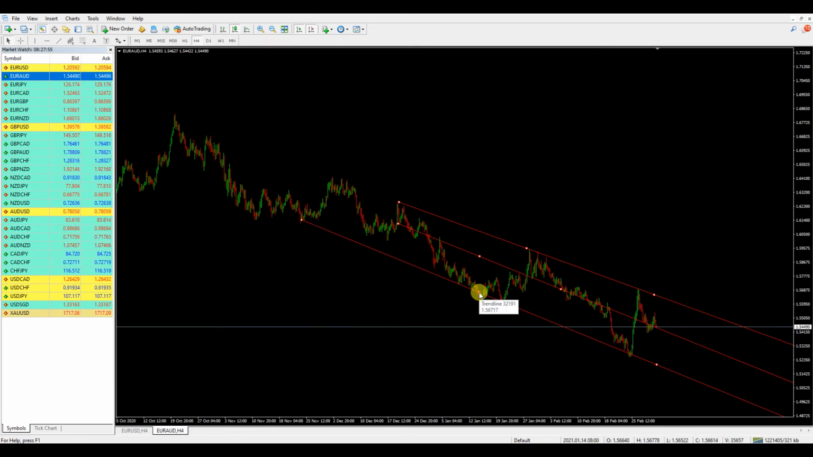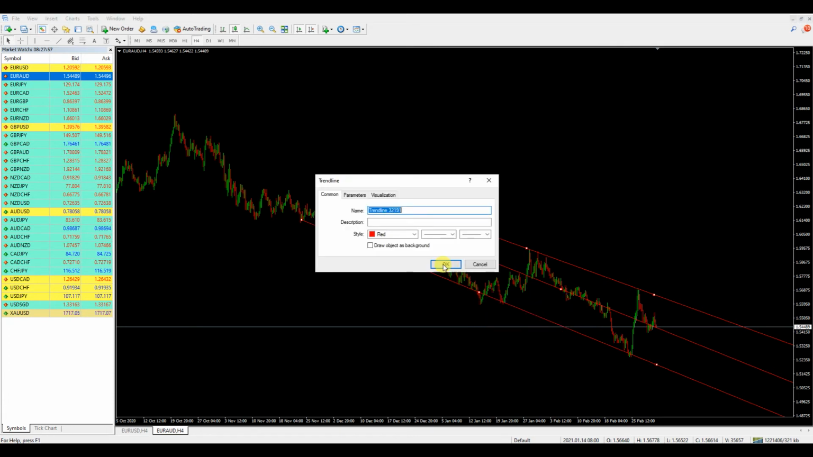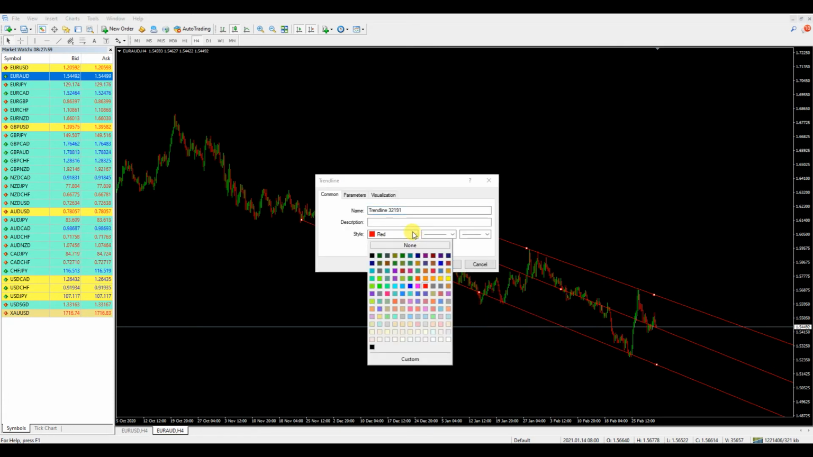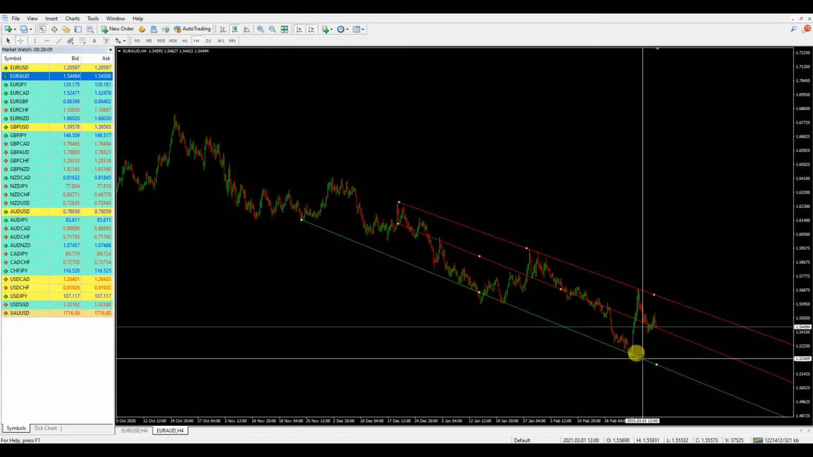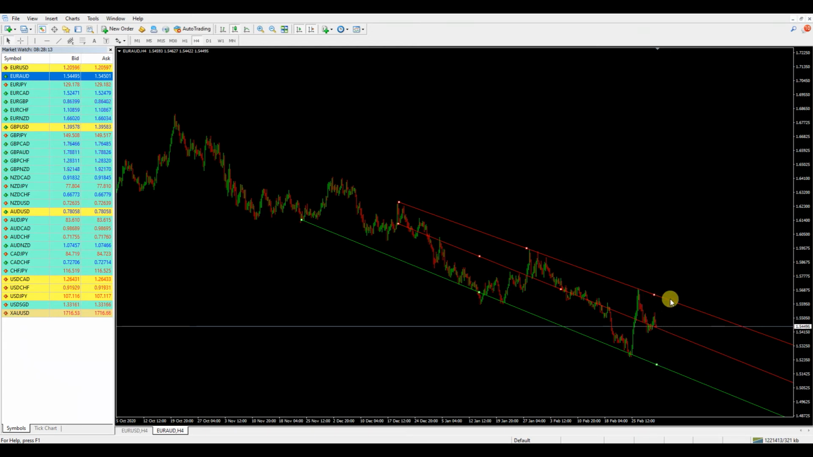So again, the same ground rule: right click, trendline properties, and you select the color lime, and here you select green. So now the ground rule again is that whenever our market is going to hit here on the green line, we take a buy and we go up, and then we're going to come back down again, because when the market hits over here on the red line, we come back down again. So that's the ground rule. It's very easy, guys.